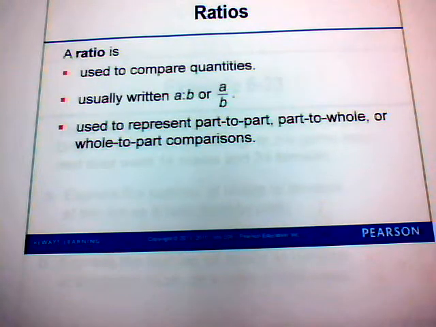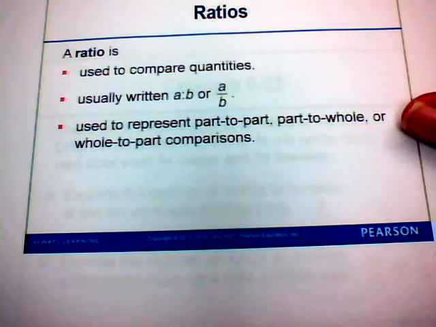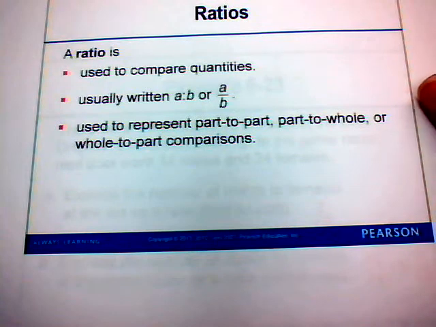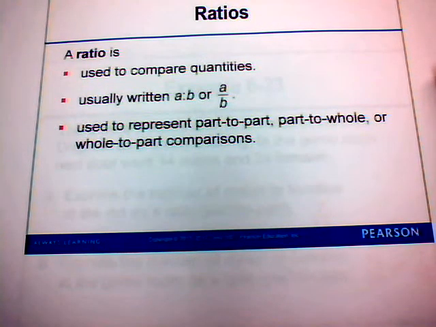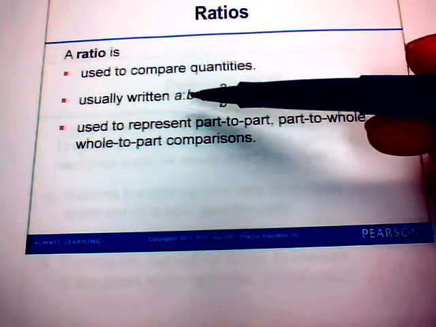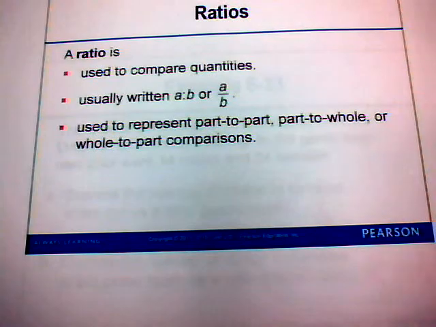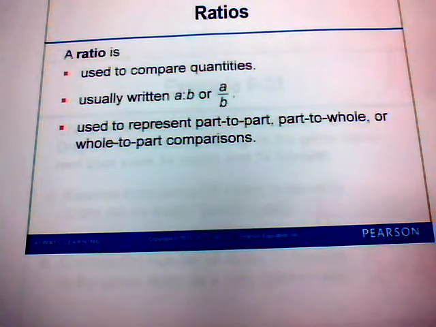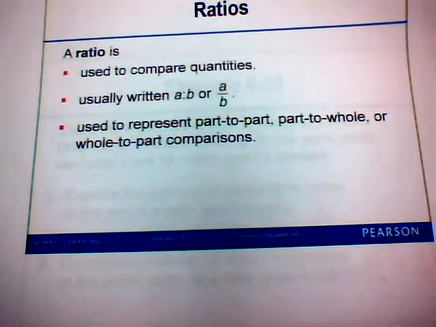Okay, we'll first define what a ratio is. A ratio is used to compare quantities. It's usually written in the form A over B, and it's also written as A with two dots in between, and then B. So it can be written this way, or as a fraction, A over B. It's also used to represent part-to-part, part-to-whole, or whole-to-part comparisons.